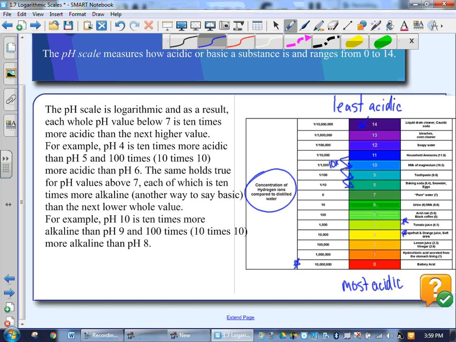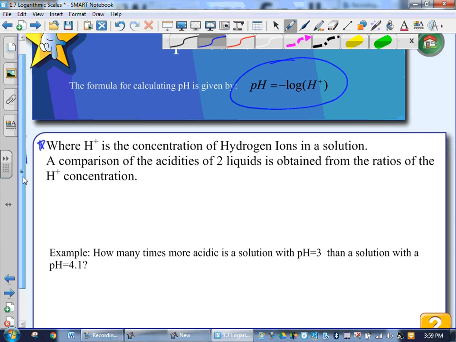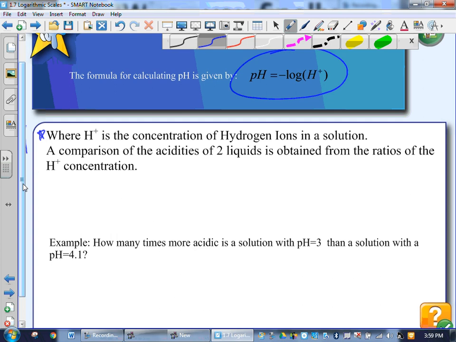So the formula for calculating pH is given in this form. pH is equal to the negative log of H+, where H+ is the concentration of hydrogen ions in a solution. A comparison of the acidities of two liquids is obtained from the ratios of the H+ concentration.